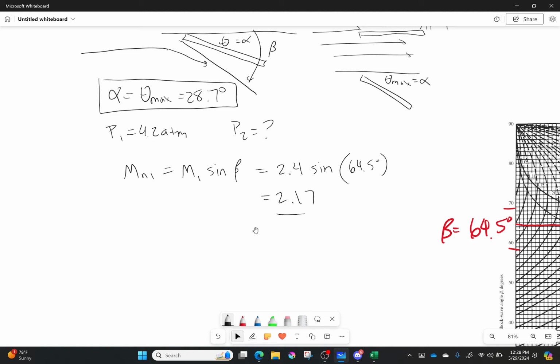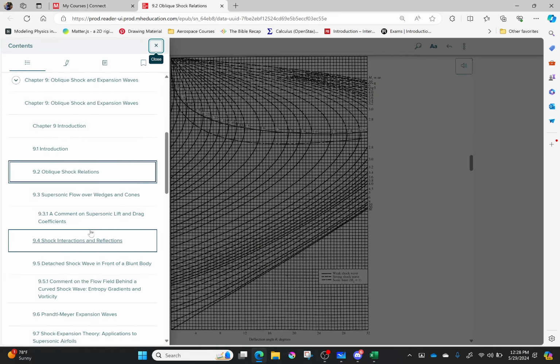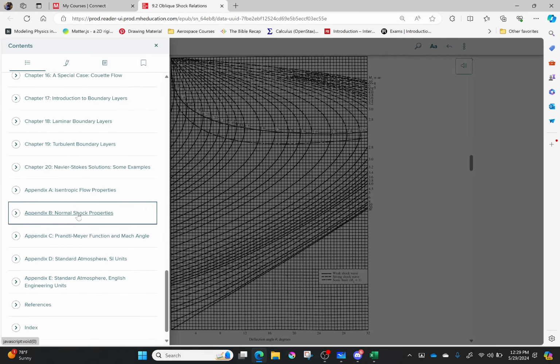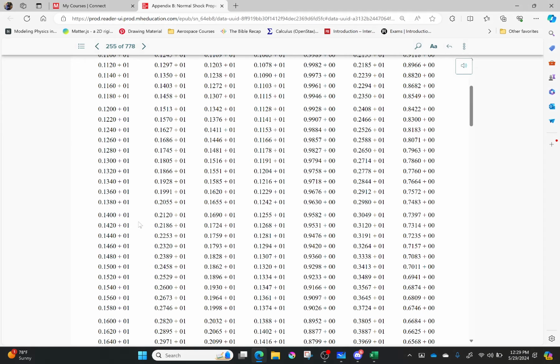Okay, so let's go to the appendix and get that value now. So I need to go to Appendix B, and I want to find P2 over P1 for a Mach number that's equal to 2.17. Here we are. Sadly for us, there is no 2.17 in this table.